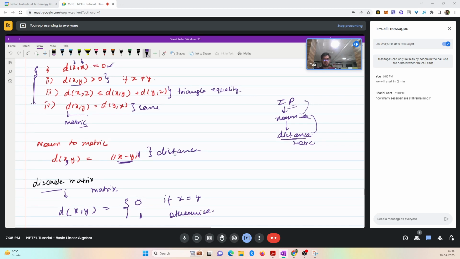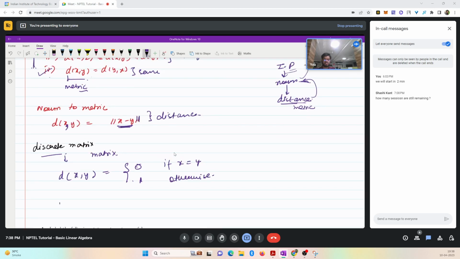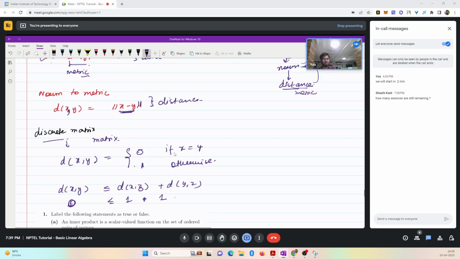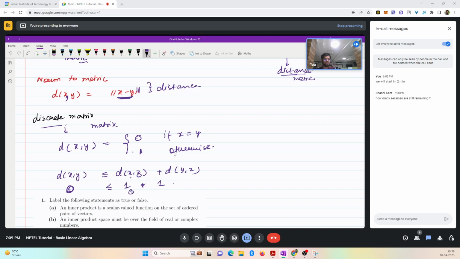If you look at these properties, d of x, x is equal to 0 is satisfied. d of x comma y is always greater than 0 for distinct points, this is also satisfied. The last one is also satisfied. The triangle inequality you can also satisfy, right? d of x comma y is less than or equal to d of x comma z plus d of z comma y. So the left side would be 1 and the right side would be at most 1 plus 1, that is 2. If x and y are the same, then this is 0, then obviously it would be less than or equal to this. If x and z are equal, then 0 plus 1. In any case, if you take any combination, this would be satisfied.